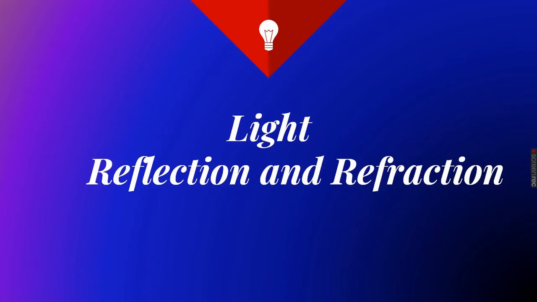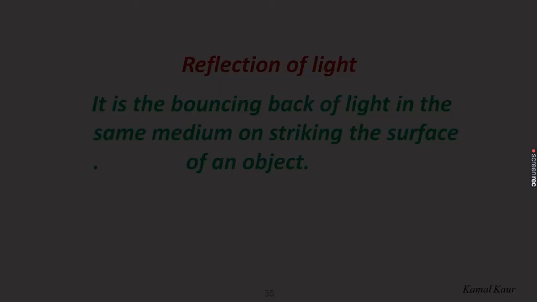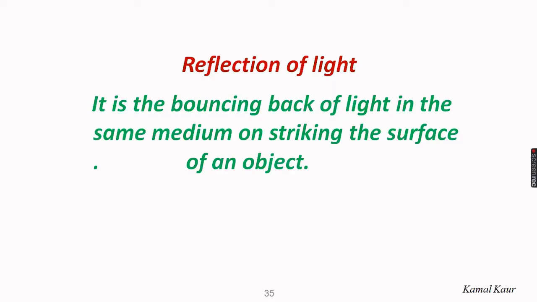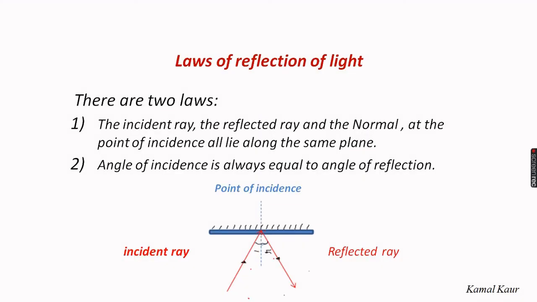Hello students. In my previous video I talked about reflection and we studied reflection of light in case of a plane mirror. Before moving further we will revise a few important concepts. Reflection of light is bouncing back of light in the same medium on striking the surface of an object. Now whether this object is smooth or it is rough, whether it is flat like a plane mirror or it is curved, it will always follow these two laws of reflection.